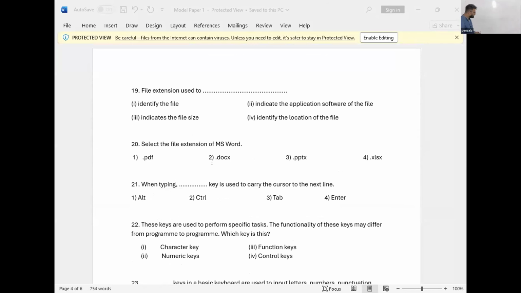Right. I will take an example called paper dot. So every file has an extension.